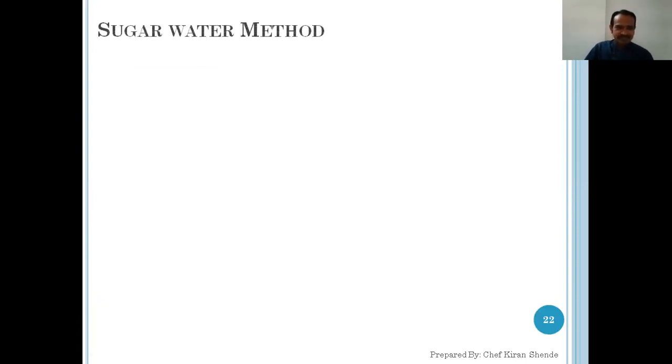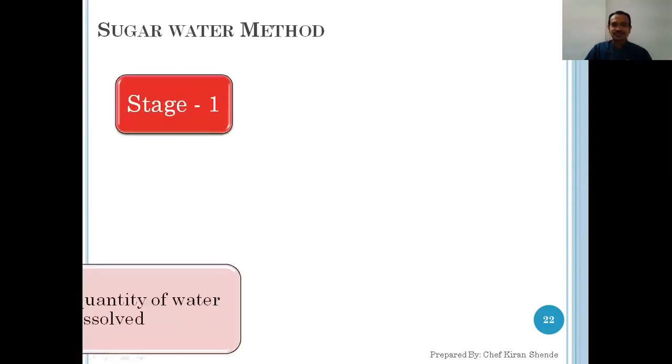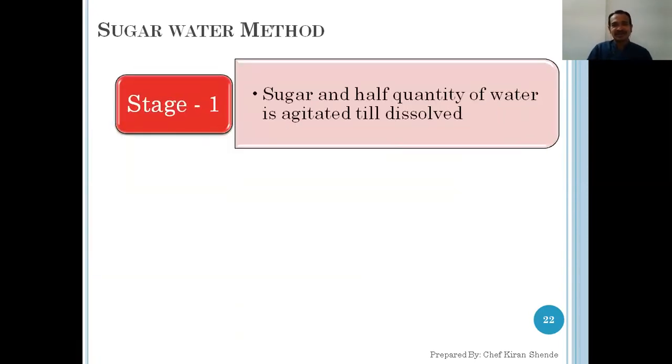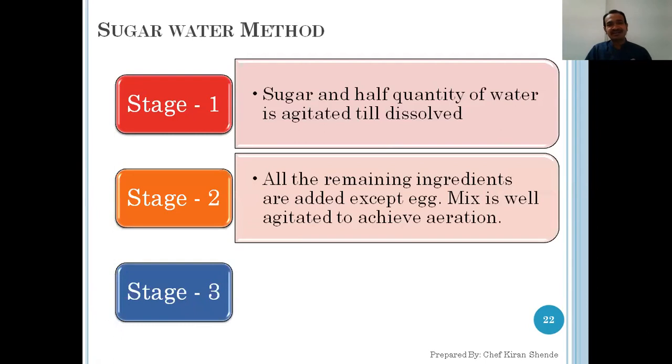The next method is the sugar water method. Basically, in stage 1, sugar and half the quantity of water are agitated till dissolved. Second stage, add the remaining ingredients except the eggs to it. Mix all the ingredients well and agitate them to achieve good aeration.